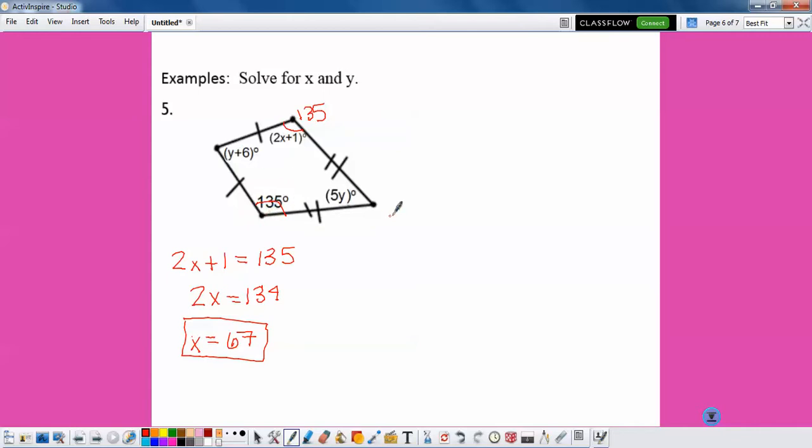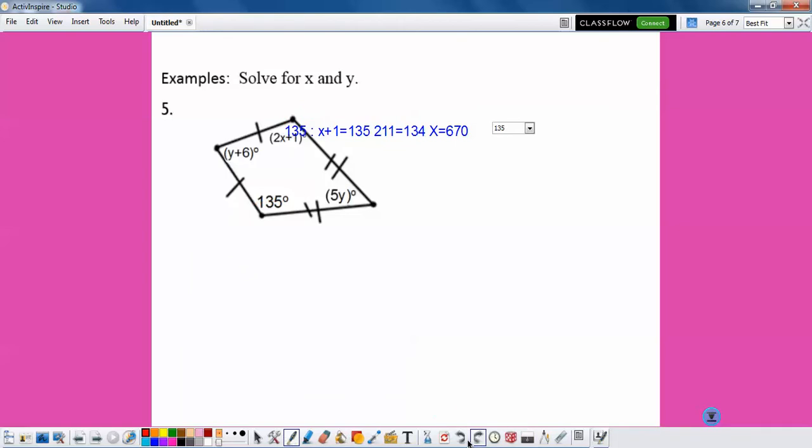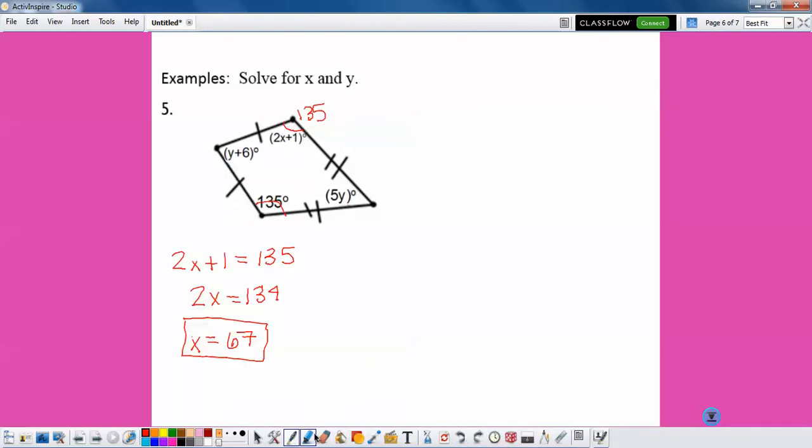But how are we going to figure out what y is? If you think back, we've talked about this a couple times, the angles in a quadrilateral add up to 360. Remember when we did n minus 2 times 180 in our polygons unit? 4 for 4 sides minus 2 is 2 times 180 means a quad has angles of 360 degrees.